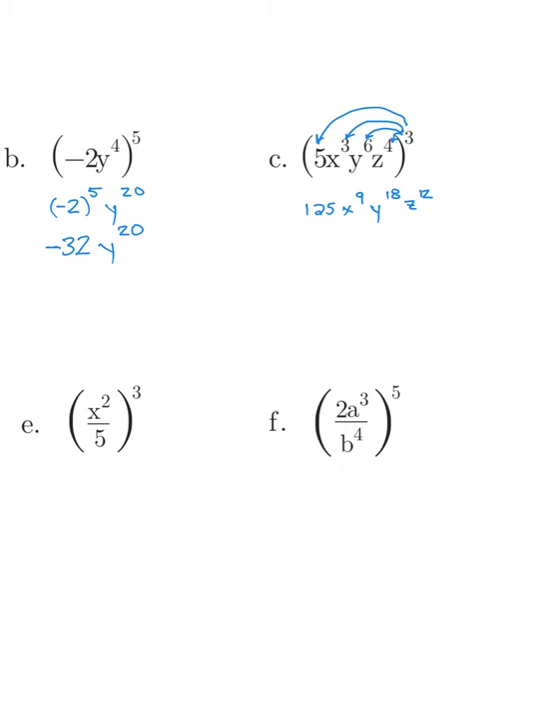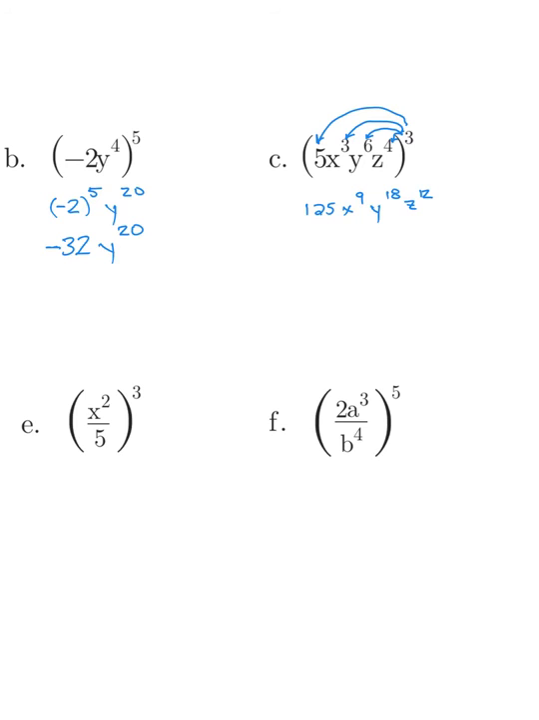So hopefully this last example kind of showed you more of how you can think of this as being distribution. And so note that we will always apply the exponent to the number, but when it comes to the variables, we are going to just multiply by whatever exponent is on the outside.